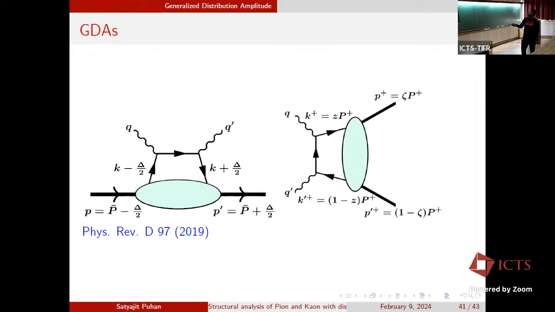This is the diagram for GPDs. This is ours for GDA. Currently, I am collaborating to calculate the GDA. We have some data, but I can't show them.